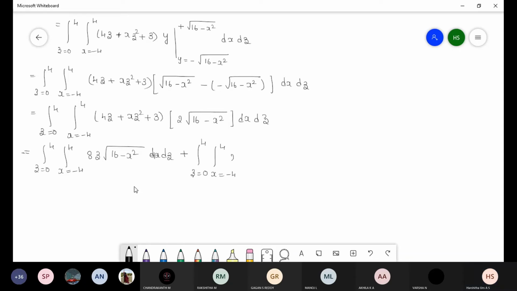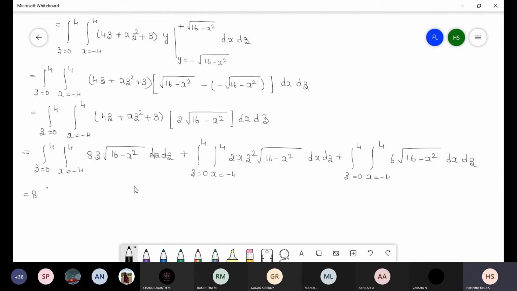Again 2 into x into z square into root of 16 minus x square into dx into dz. Now the last term, z is equal to 0 to 4, x is equal to minus 4 to 4. Here also 3 into 2 is 6. So 6 root of 16 minus x square into dx into dz.